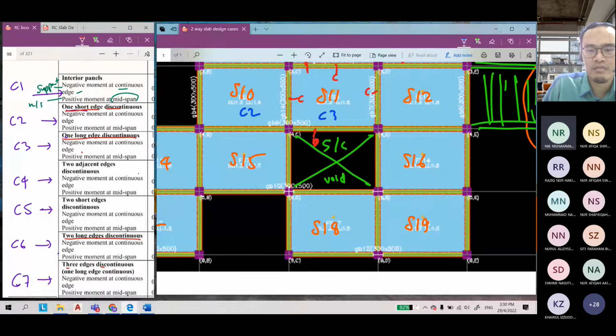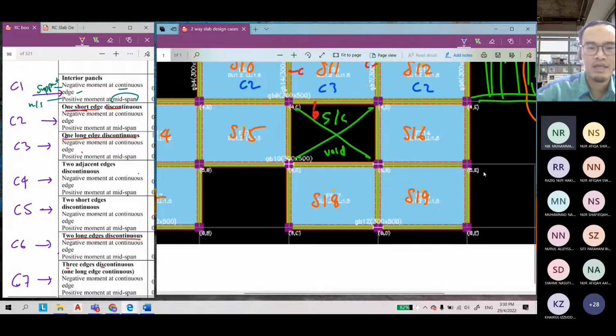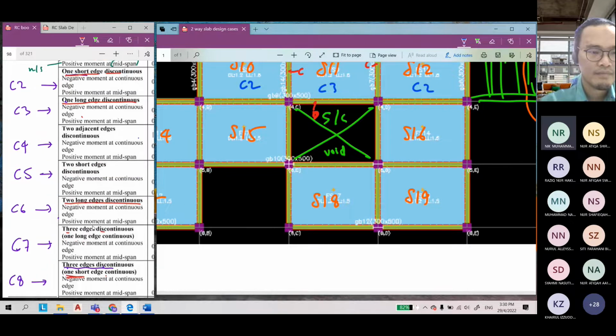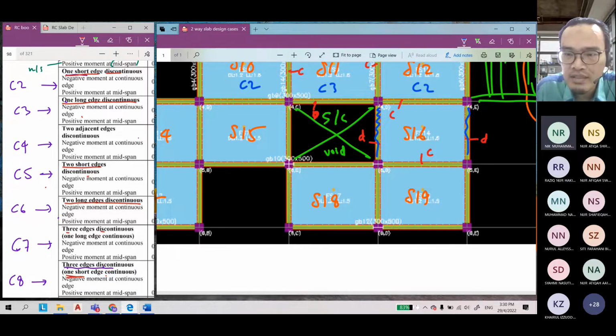S12 is also case number 2. S16, which case is S16? This is continuous, this is discontinuous, and this is also discontinuous. Which case? Case number 5, good. Case number 5, because two short edges are discontinuous. This is discontinuous, this is also discontinuous, and the edges are short. So it's case number 5.